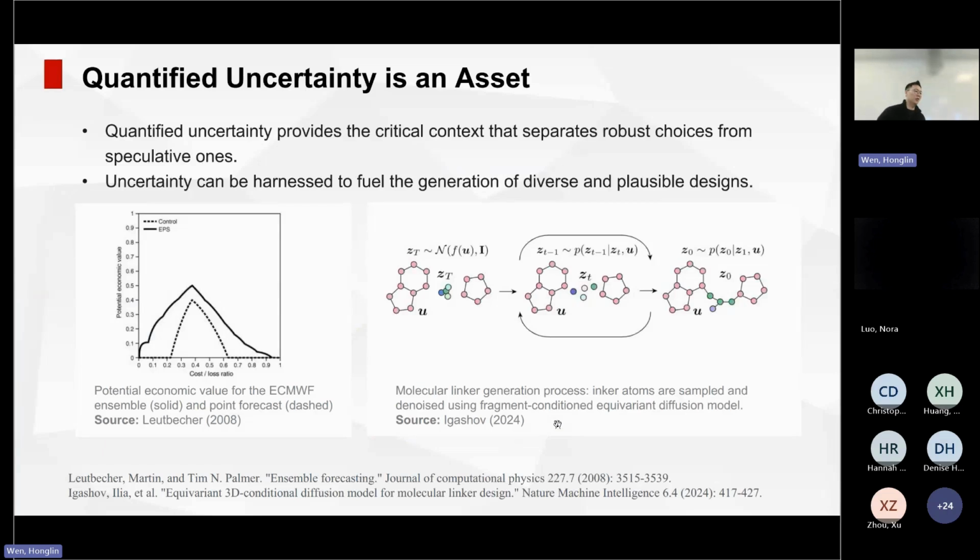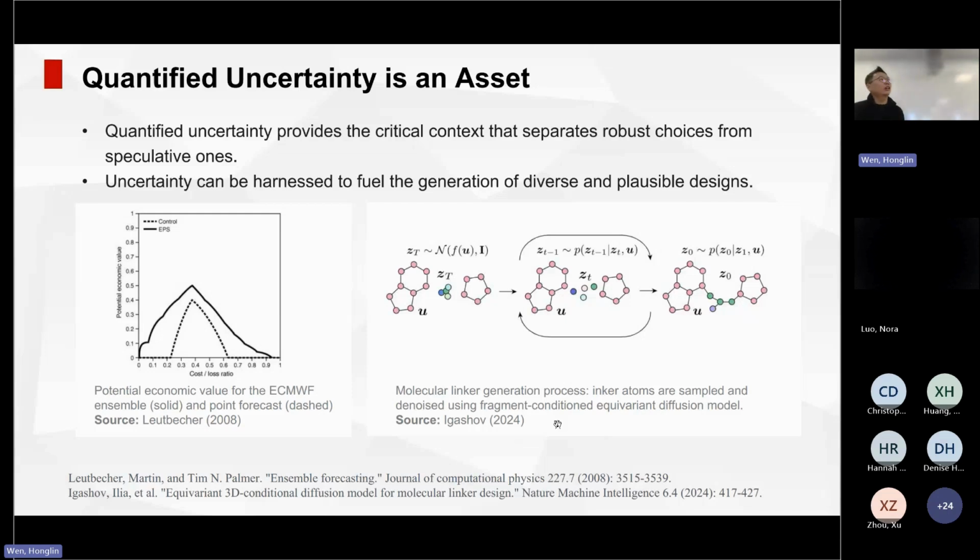On the other hand, I need to say, uncertainty is not something terrible. Sometimes it's very helpful. Let's say for the weather forecast, I quote these conclusions from the ECMWF. They claim that by using the ensemble forecast, there is huge economic value in leveraging this kind of uncertainty information. And if you are doing something with design, I think you need the uncertainty.